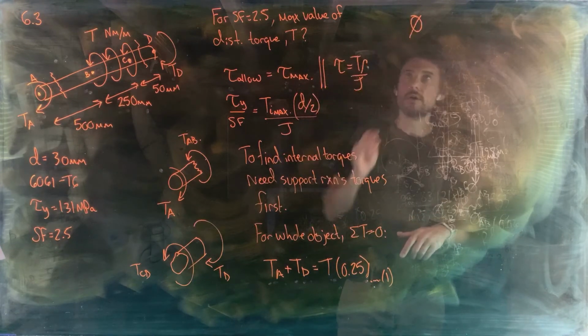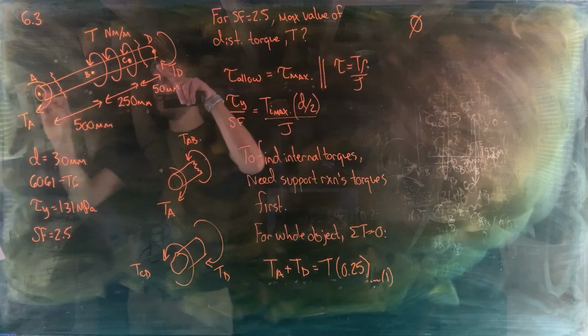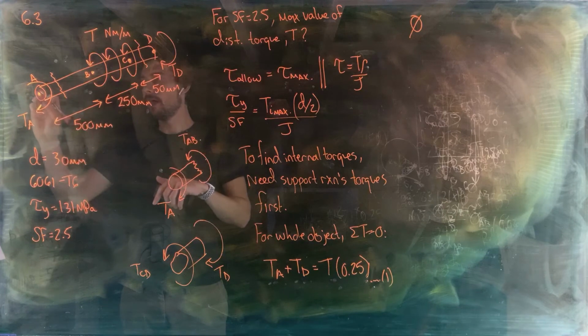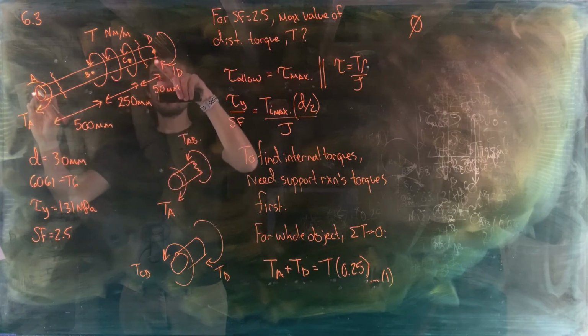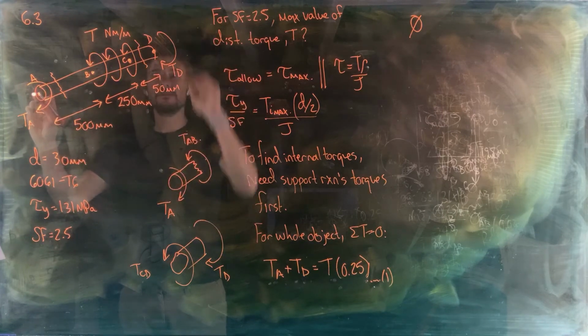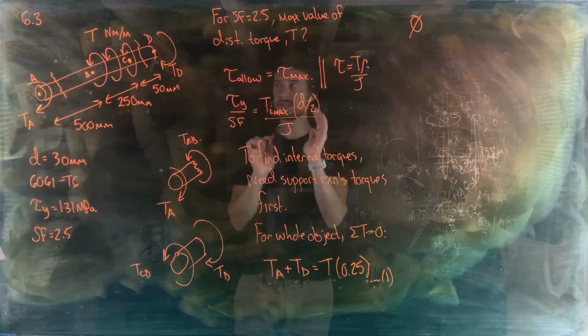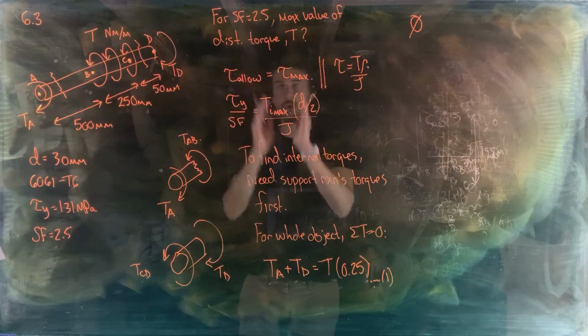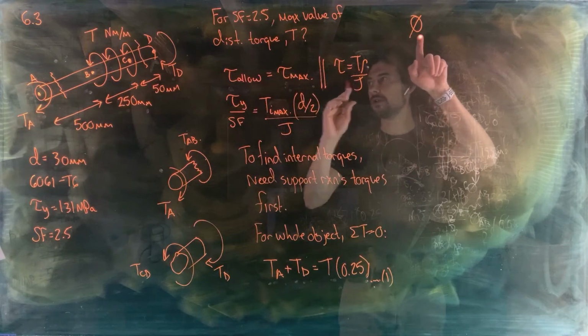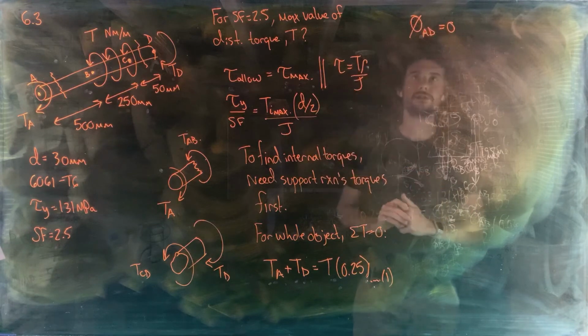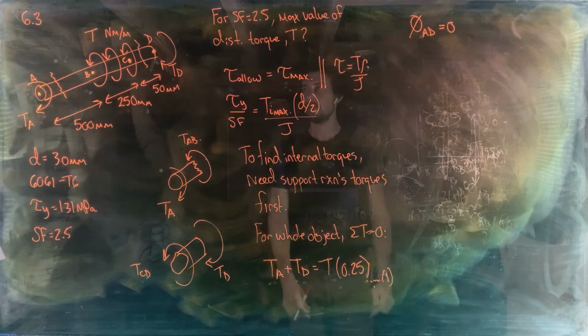So what we know about this rod is that because it's fixed at both ends, end A cannot twist relative to end D, right? They're both fixed, so one cannot twist relative to the other. So the total angle of twist from A to D has to be equal to 0, right?